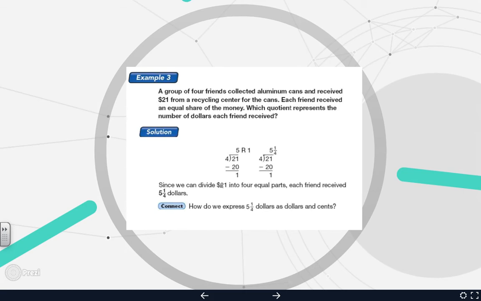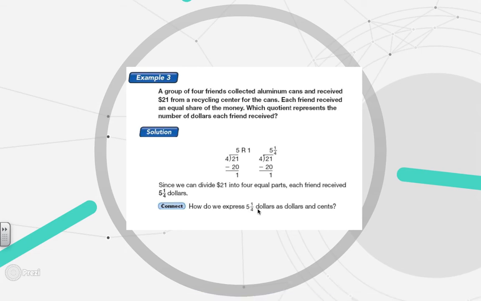Okay, now we have the fraction 5 1/4. I will give you extra dojo points or bucks or whatever if you can tell me what 5 1/4 dollars is as dollars and cents. All right, go ahead and put that on there.